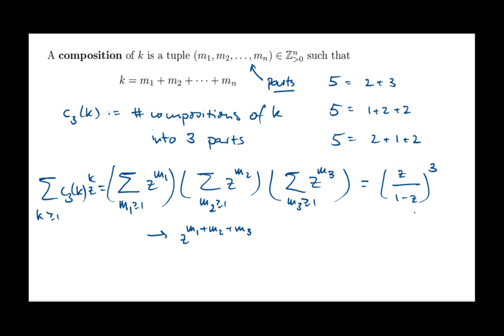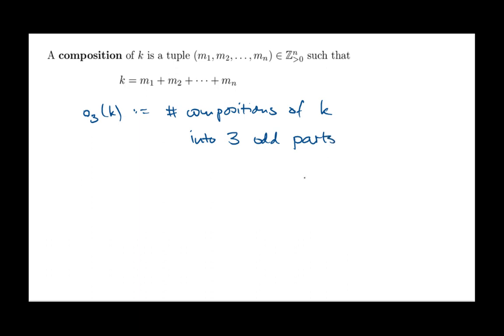Okay, let's modify this just slightly. So let me do another example. Let me use O for odd. So this is another counting function. Let me compute the number of compositions of k, again into 3 parts, but I want to demand that each part is an odd number. I only want to allow that.